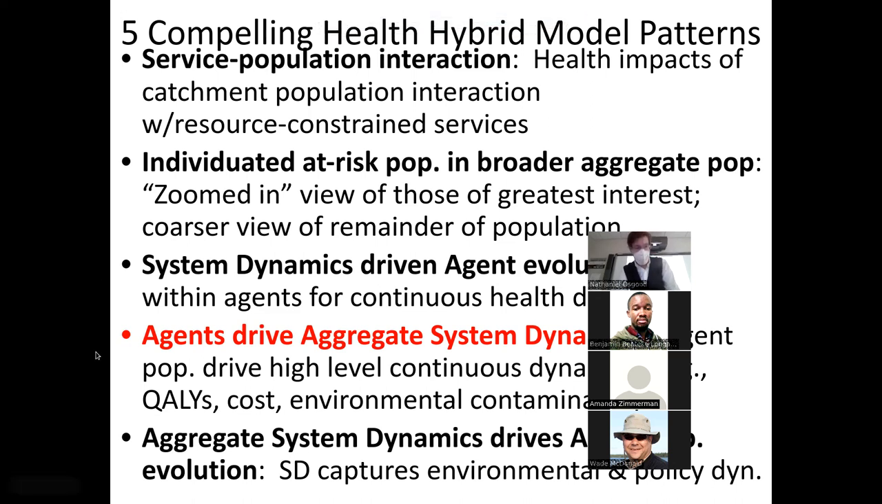Yeah, great question. These patterns, you could mix them together. There's really no reason you couldn't. Absolutely. So you could have the first and the second represented, for example, that the people who are turned into agents at a certain level of risk interact in the population as agents, but they go to services. And in fact, quite a few of our published works do exactly that.